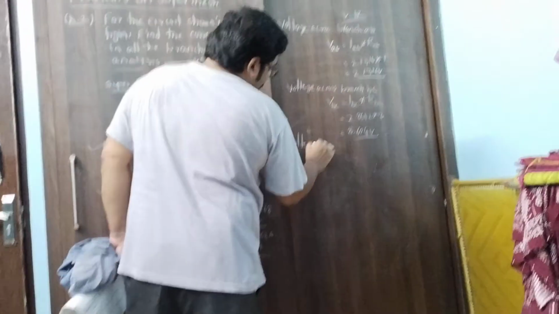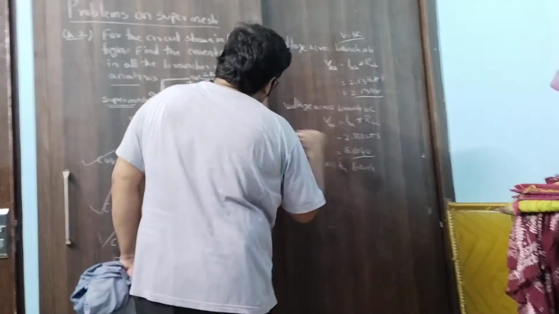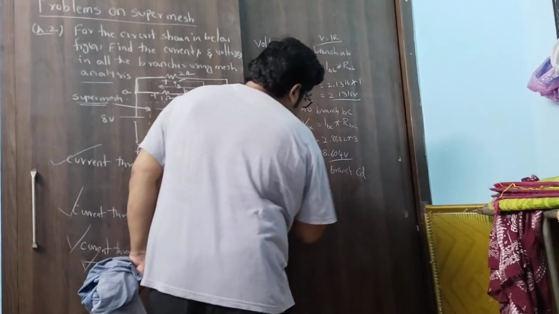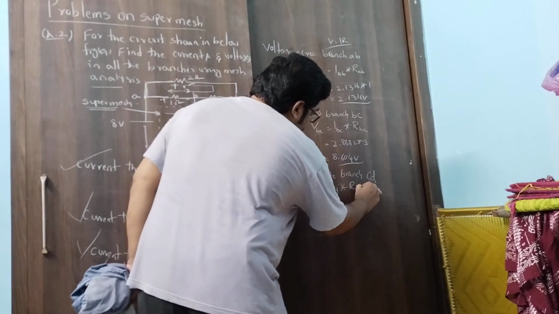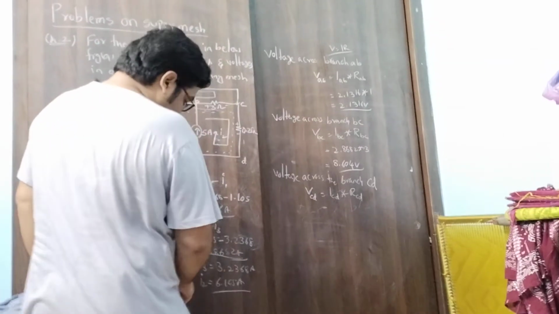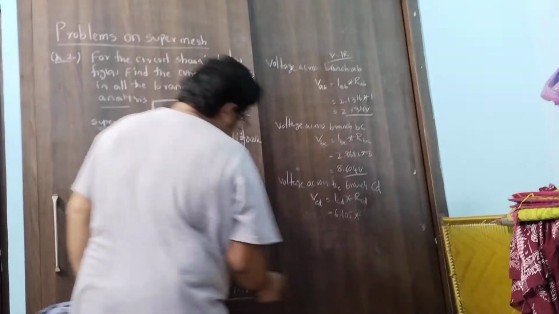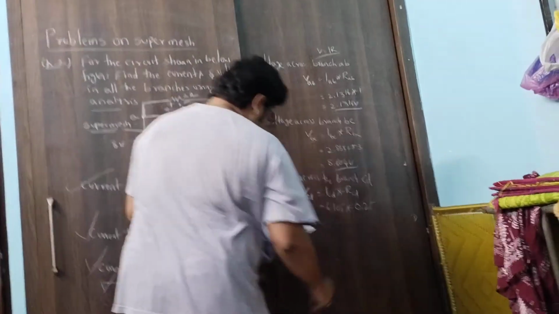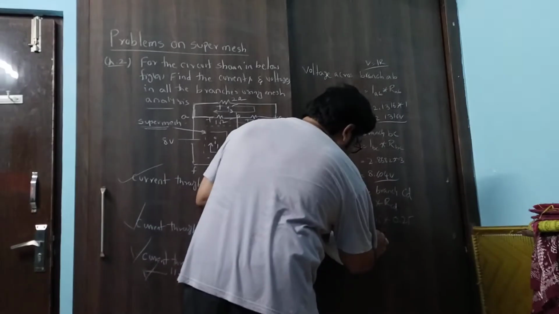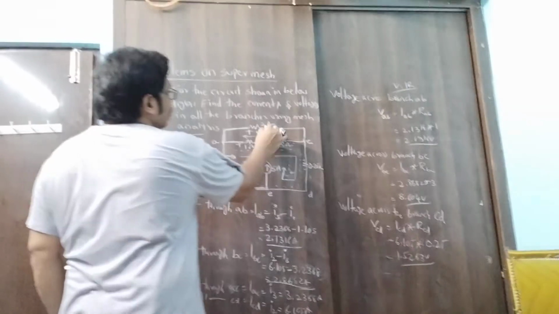Next, voltage across the branch CD. VCD is equal to ICD multiplied with RCD. ICD, current through the branch, we have just now calculated. That is I2, 6.105, multiplied with RCD. What is the resistance in the RCD branch? 0.25. So you are going to get probably 1.5263 volts.